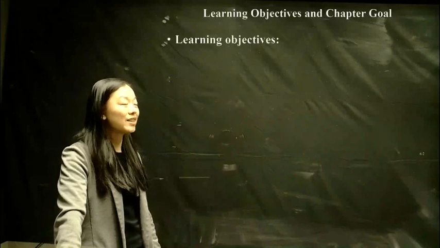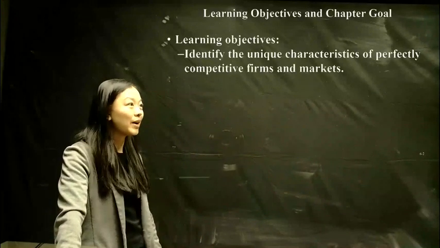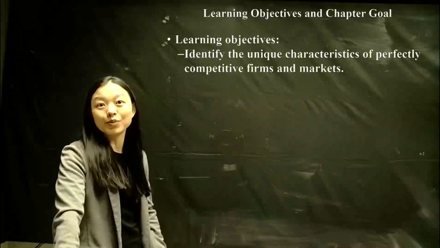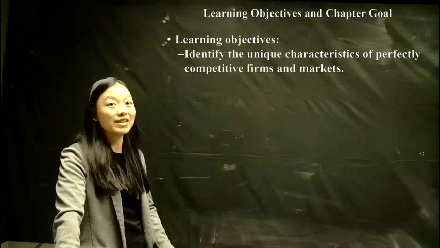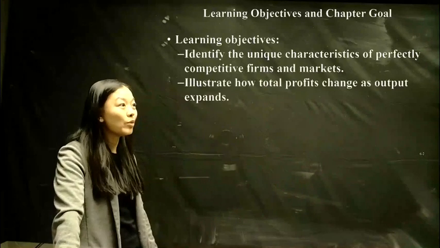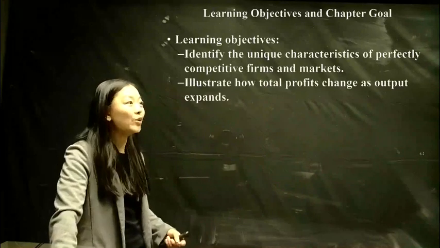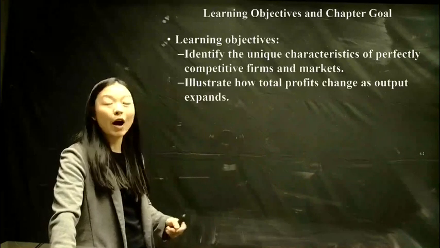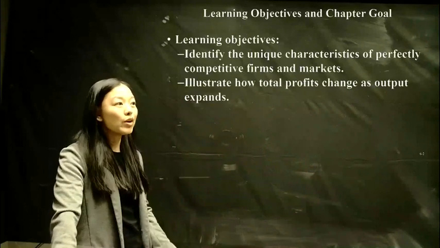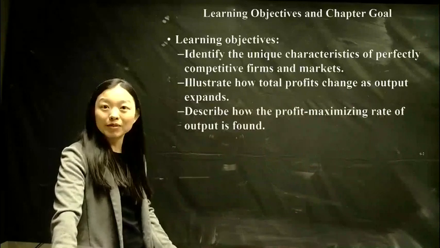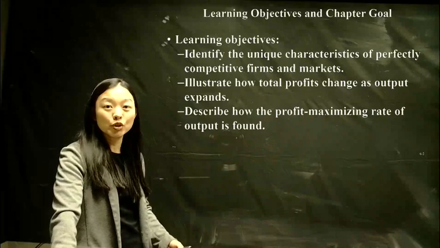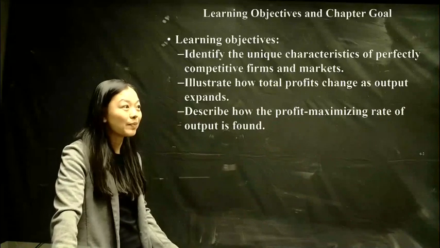For the first learning objective, we would like to talk about the unique characteristics of perfectly competitive markets. Then we'll move on to talk about how total profit changes as output expands. We also want to know how a firm can choose its output to maximize profit.